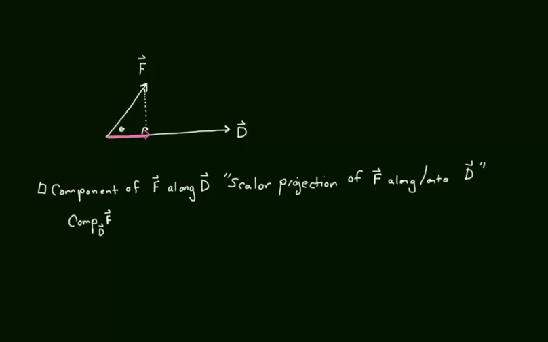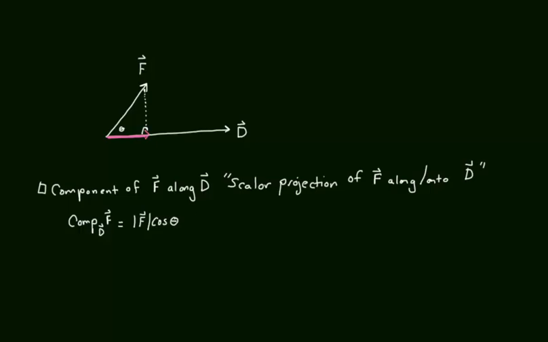It is notated comp F onto D. Notice the D is lower, so F is onto D. Again, I can't emphasize enough that this is only a scalar value. Now using trigonometry, we know that that is simply magnitude of F times the cosine of theta.